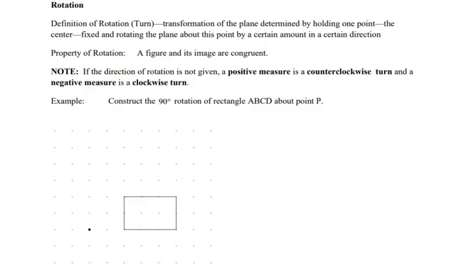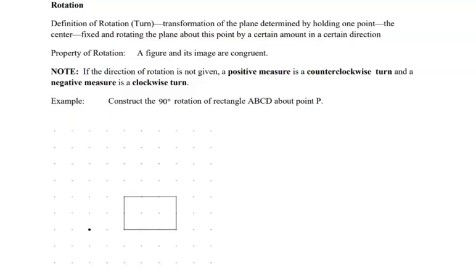People usually do pretty well with the transformations. So the definition of rotation is to turn, basically. It's the transformation of a plane determined by holding one point, the center, fixed, and rotating the plane about this point by a certain amount in a certain direction. When we do these rotations, we're going to be going either clockwise or counterclockwise. I'm going to give you a certain number of degrees. We're only going to do increments of 90, 180, 270, or 360, as we talked about earlier when we were looking at the standards for Texas, and that makes these much easier.